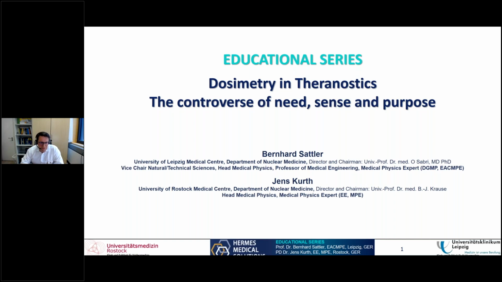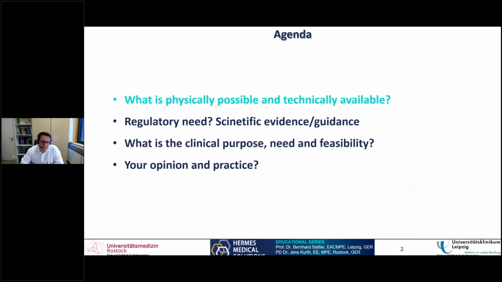First of all, I will give a short introduction on the beauty of dosimetry, what we can do. Then we will go to regulatory need, scientific evidence and guidance. Then I will hand over to Jens, and he will show you what the clinical purpose actually is, and where we really need dosimetry, where it is feasible and where not.